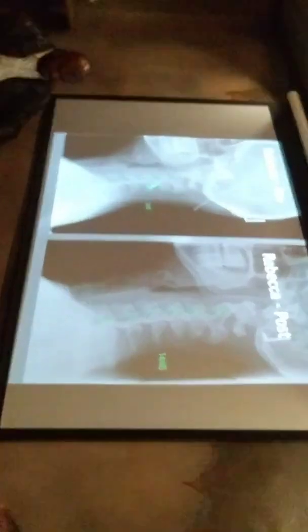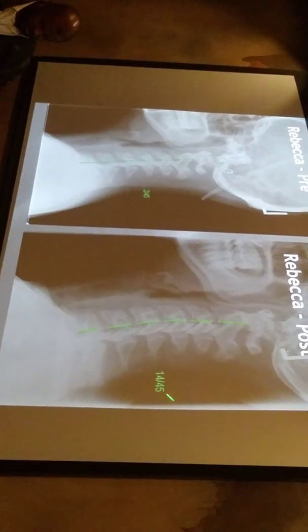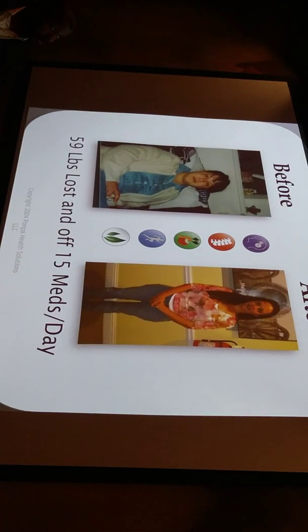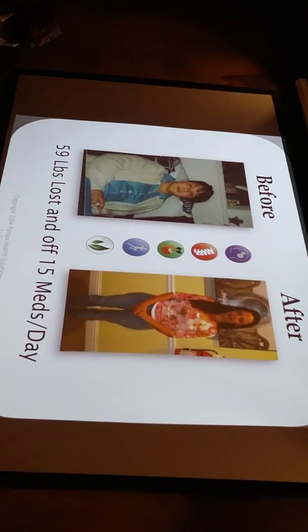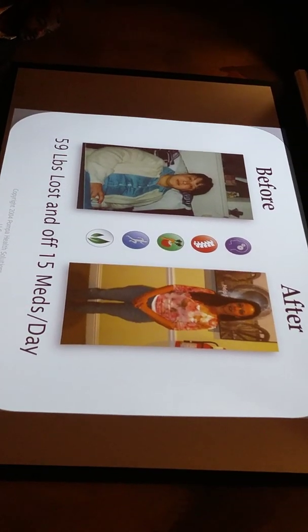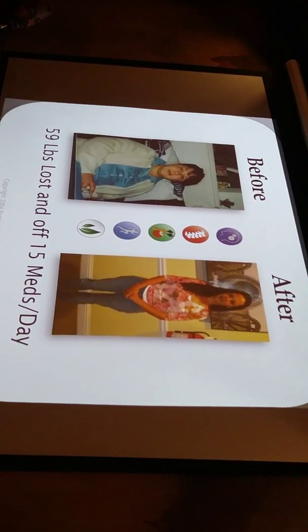So after this post-x-ray, this was her after 18 visits. You can see here from straight to here, she's now at a 14 out of 45. But guess what? This is what she looked like. She was 59 pounds lost and 15 medications off, just by changing the neck. So it really does make a huge difference.